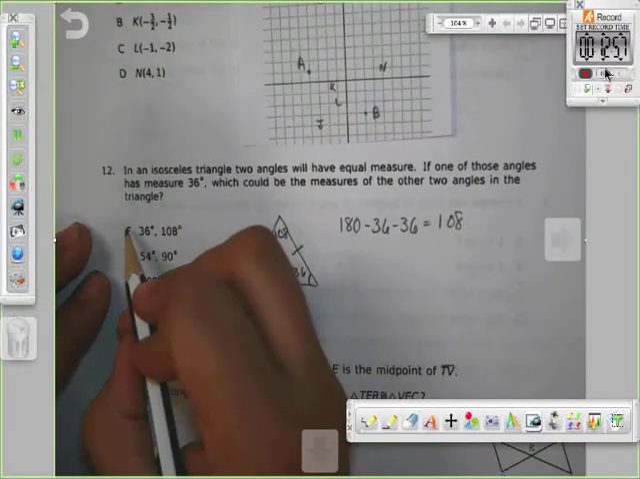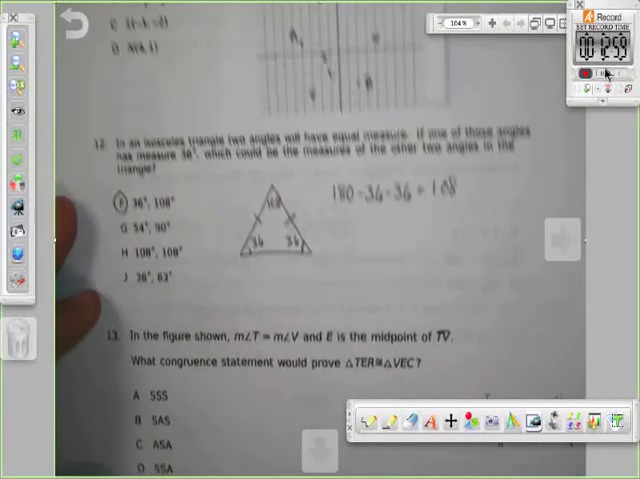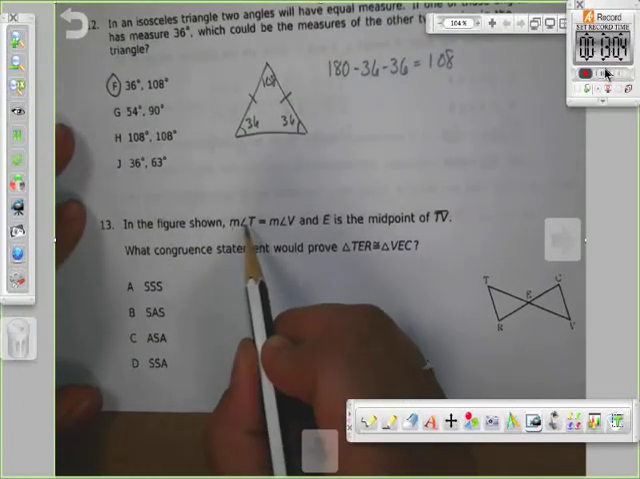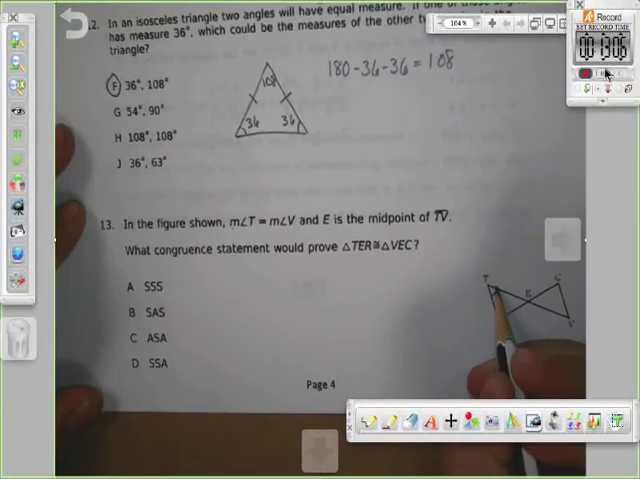Well, the sum of the measures of a triangle is 180. I take the difference of 36 and 36 from that, and I get 108. So it should be 36 and 108, which would have been F. Number 13.